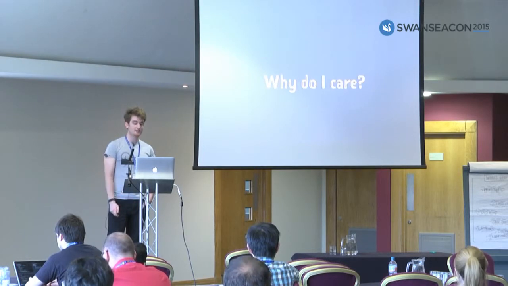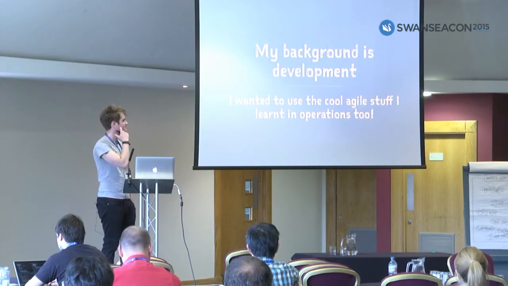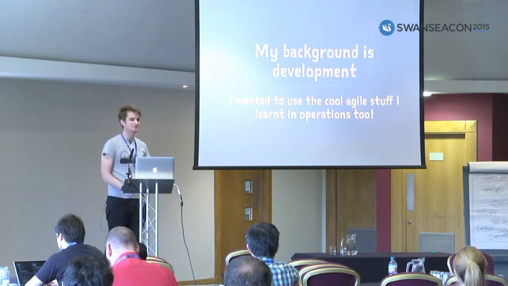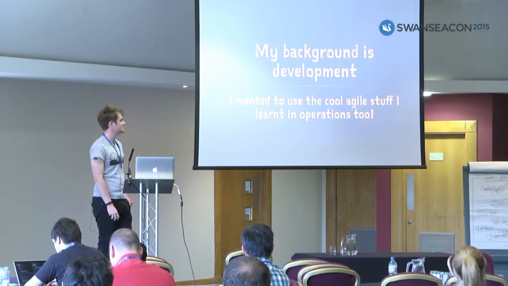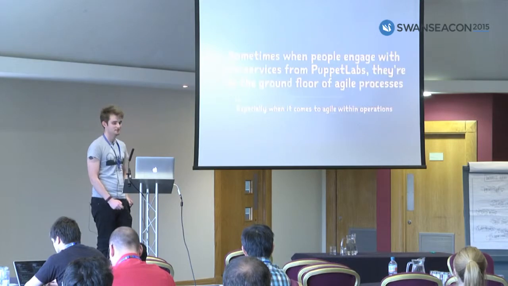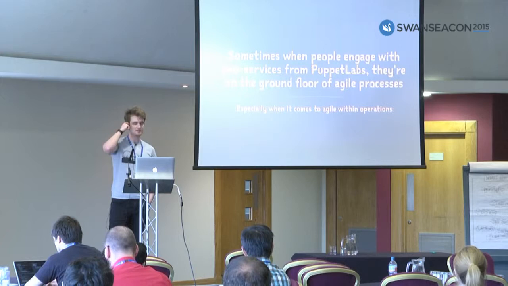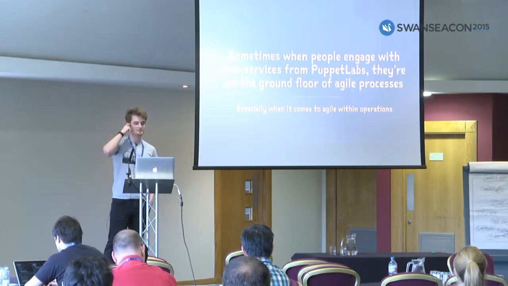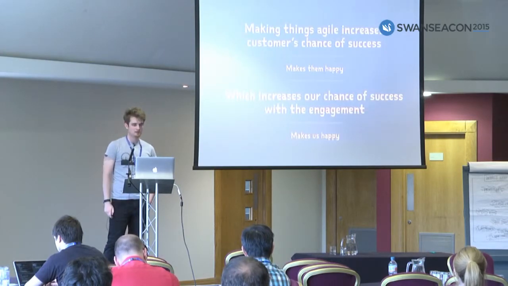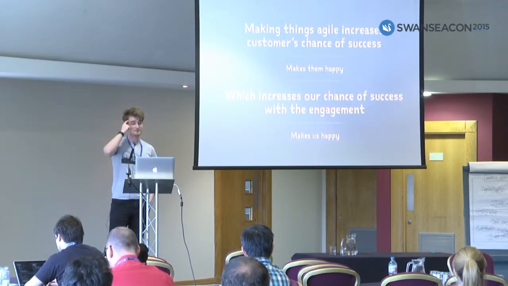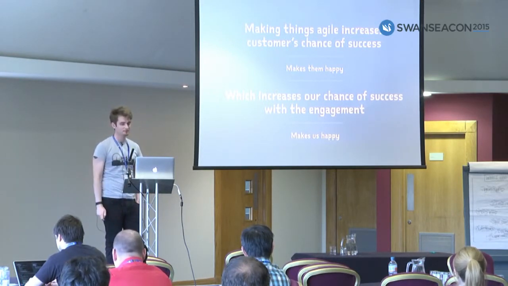So let's start off with why do I care? As I said, I learned most of my craft when I was doing development. When I was doing support, it was just standard support. When I started doing operations after I was doing development, I wanted to use all the cool Agile stuff that I'd learned in operations there. And when people engage with pro services from Puppet Labs, sometimes they're on the ground floor of Agile processes, especially when it comes to agility within operations itself. So making things Agile increases the customer's chance of success, makes them happy, which increases our chance of success with the engagement overall, which makes us happy.